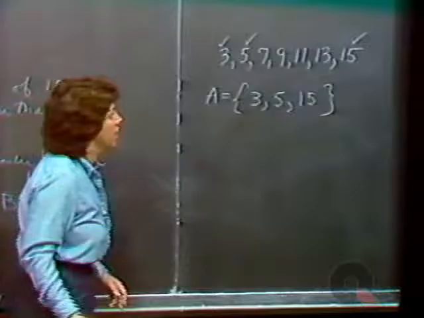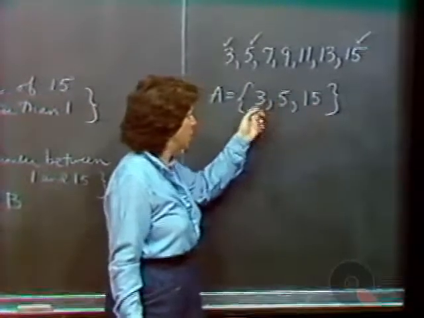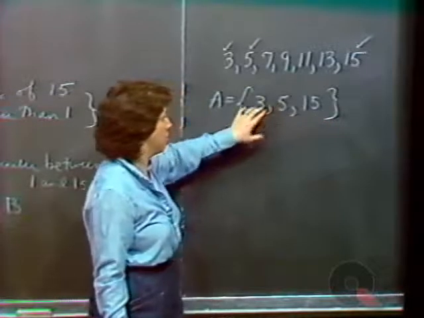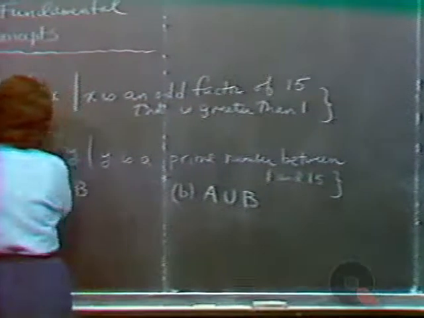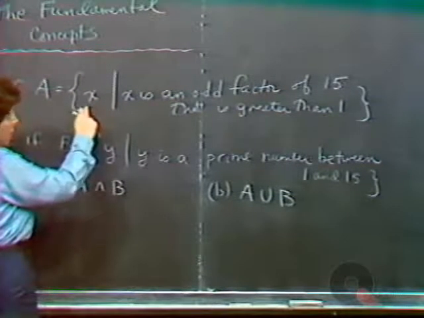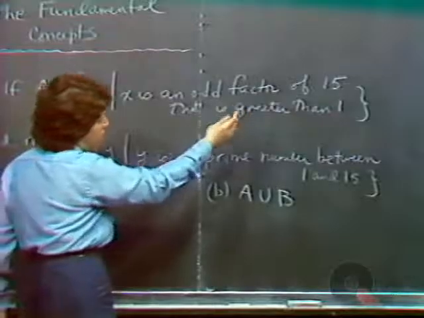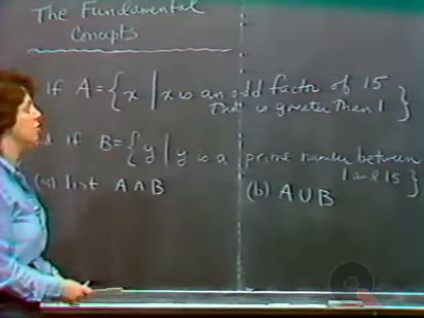Notice we can write a set either in this manner with the braces, and we actually list the elements in the set, numbers 3, 5, and 15, or we can write the set A in this manner here. It is all numbers x such that, and then write a descriptive phrase about x. In other words, x is an odd factor of 15 that is greater than 1.